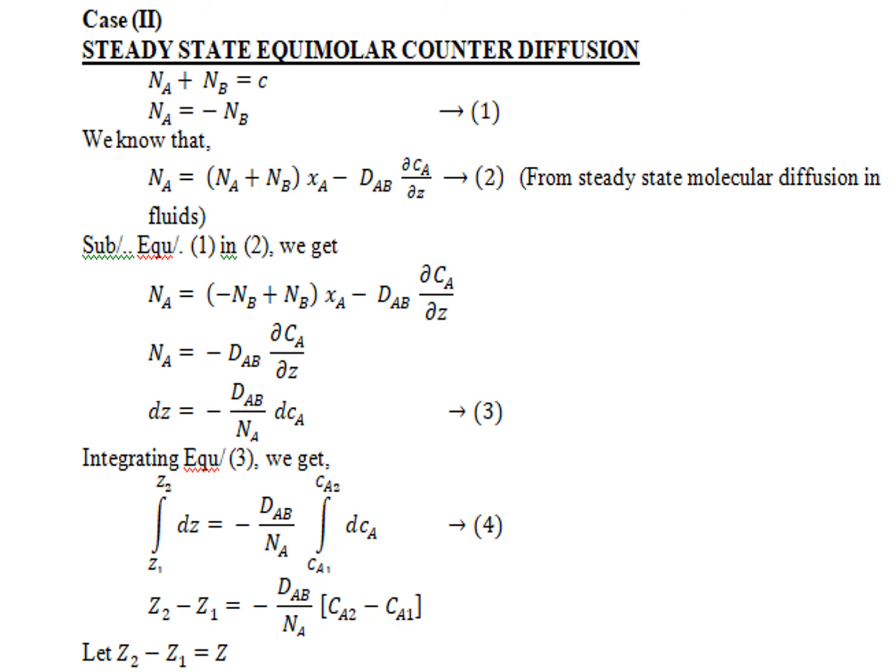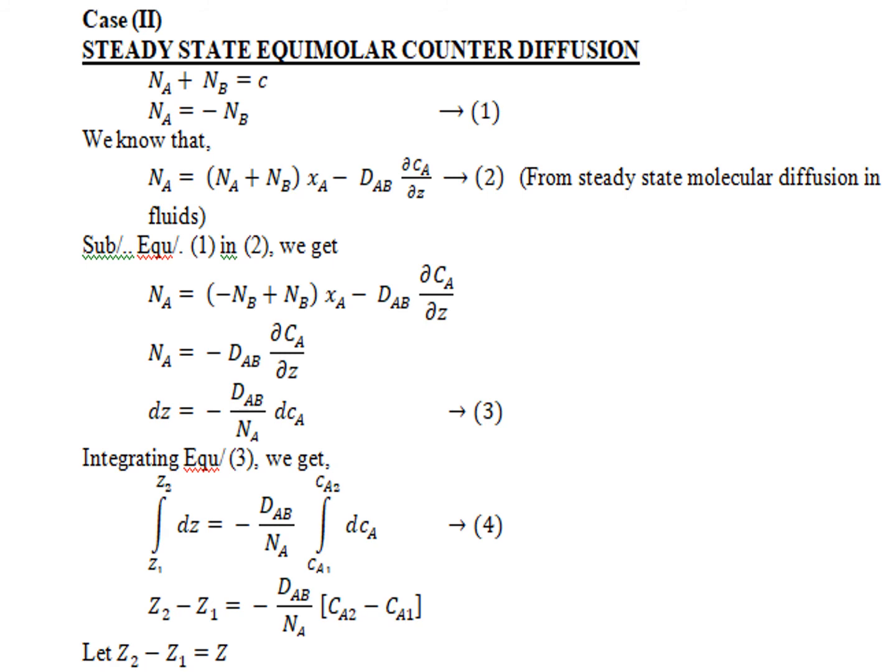Na is the total flux, whereas (Na plus Nb) into Xa is the convective flux. But in this case we will consider the convective flux value. So we want to replace only the convective flux. We can't replace the total flux value. That's why Na is not replaced into Nb on the LHS. This is very important. So finally we get Na is equal to minus Dab dou Ca by dou z.